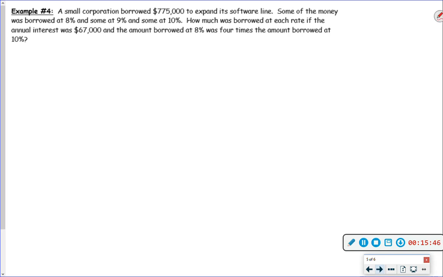Now, we are borrowing money to total up to $775,000. So my first equation, I'm just going to total the 3 amounts, whatever they are, x, y, and z, to $775,000.